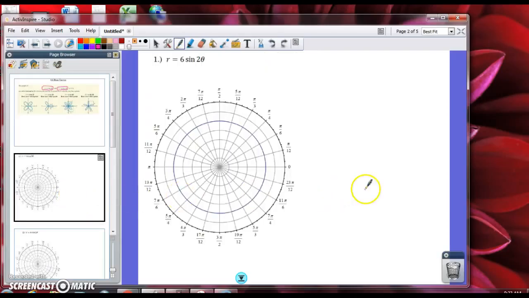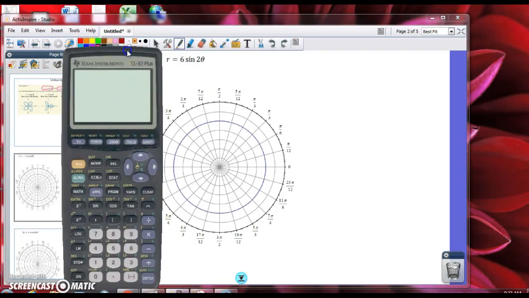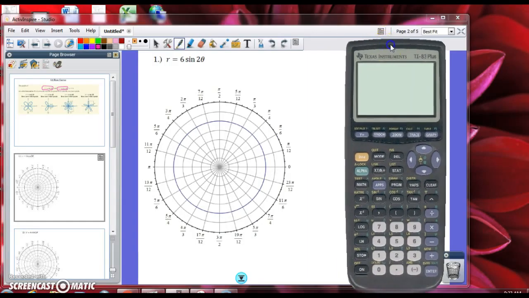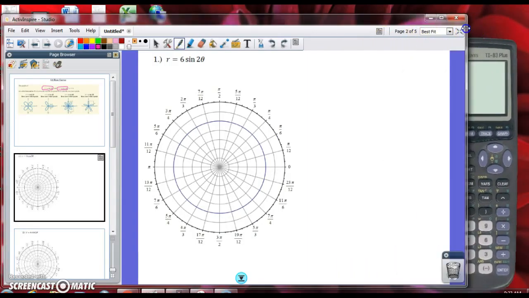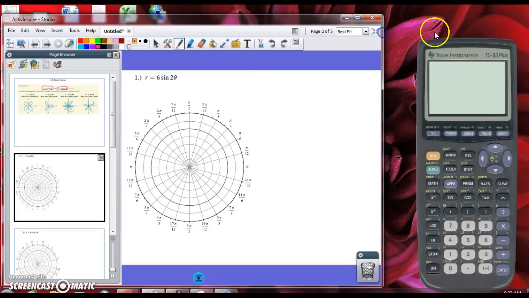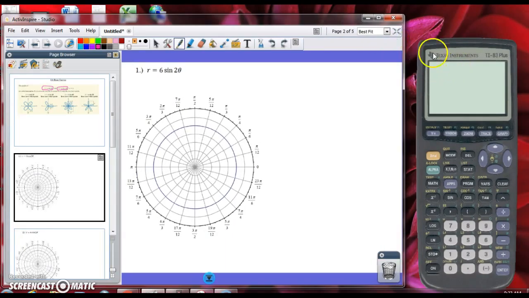If you look at the first example on your paper, we've got r equals 6 sine of 2 theta. So let me show you how to get the information out of your calculator, because this is going to make your life really easy. Okay? And actually what I'm going to do is I'm just going to move this screen in a tiny bit so that I don't have to flip back and forth too much.